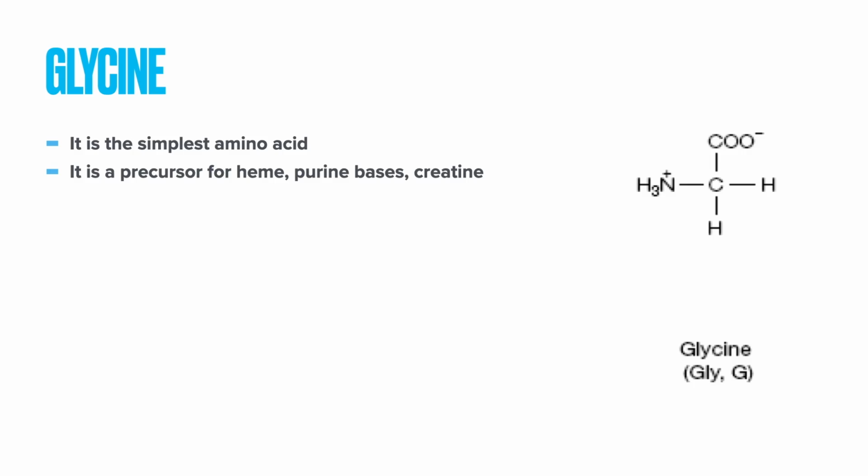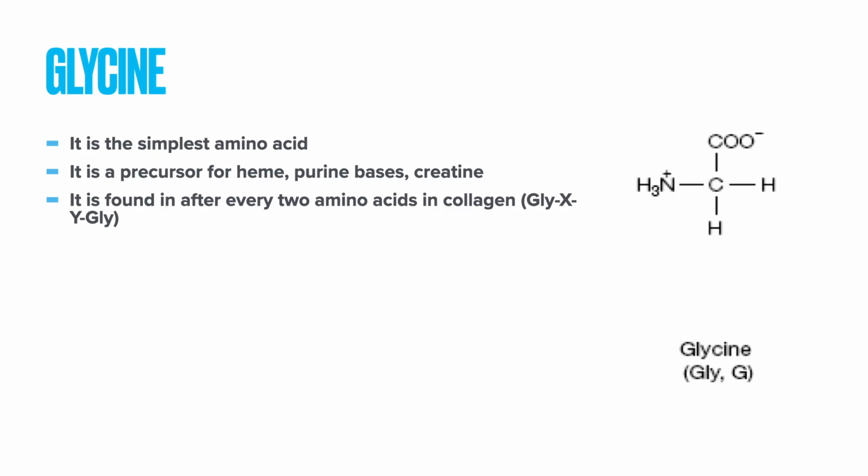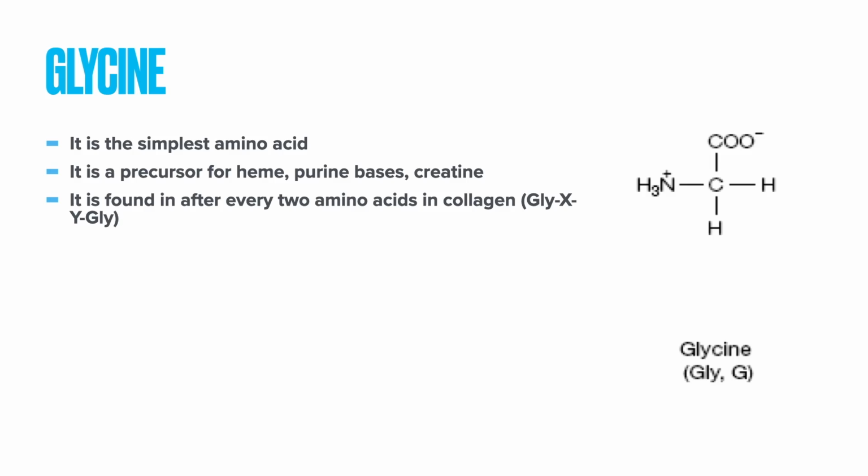When heme synthesis happens, it begins with glycine condensing with succinyl CoA. Purine bases adenine and guanine need glycine, and in creatine synthesis, to make creatine phosphate in the skeletal muscle, you need glycine. That's where the importance of glycine comes in. Also, as you know, glycine is part of the collagen molecule. Collagen has the sequence glycine-X-Y, which means every third amino acid is glycine, then we have X and Y, other amino acids, then glycine again. So glycine is a frequently occurring amino acid in collagen.